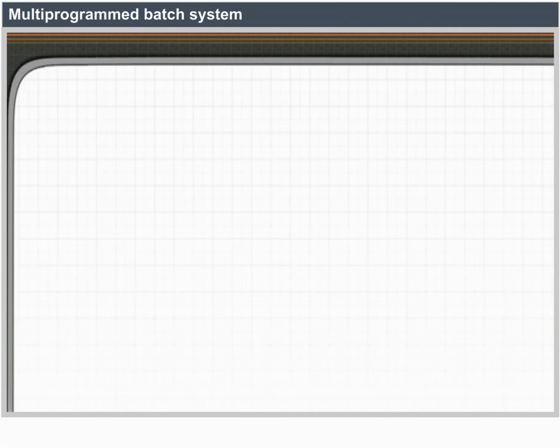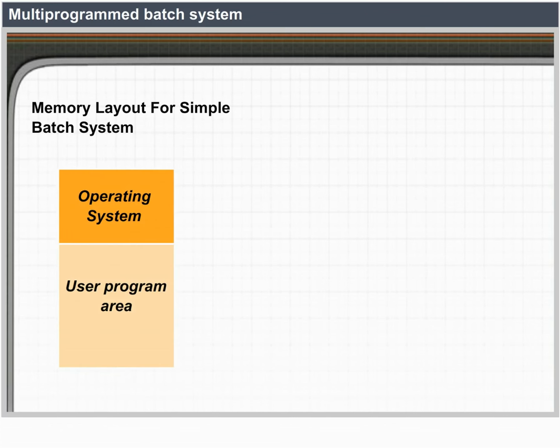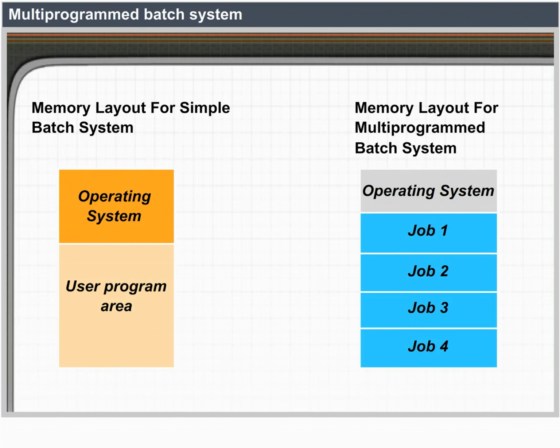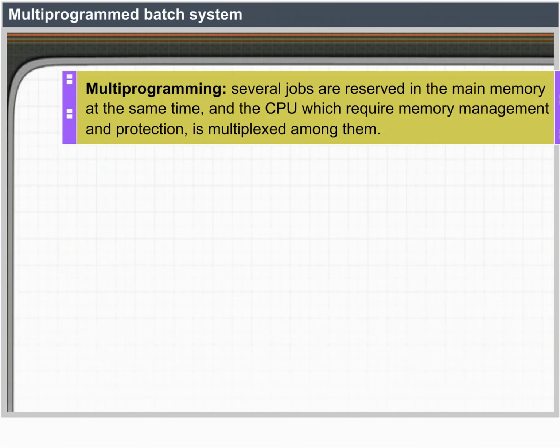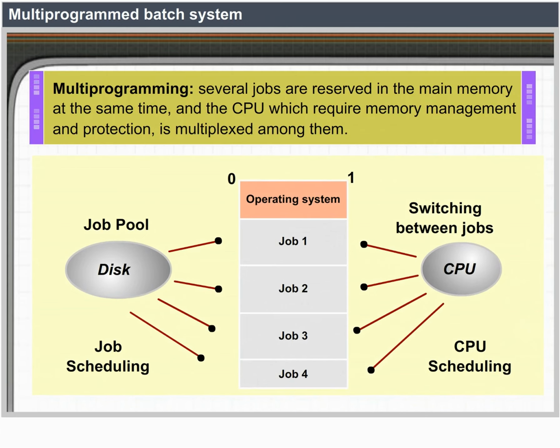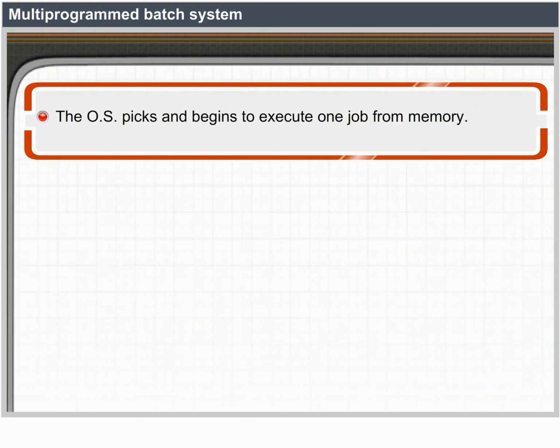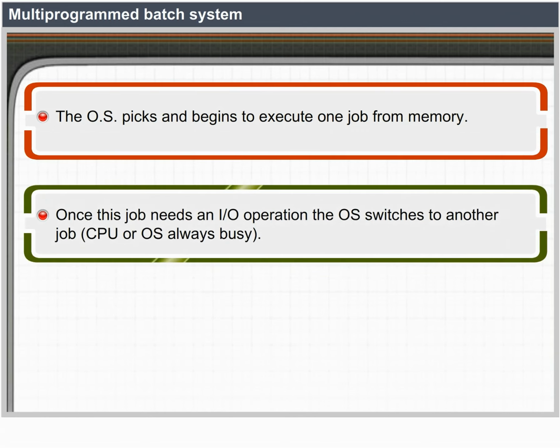Multi-programmed batched system. Memory layout for simple batch system. Memory layout for multi-programmed batch system. Multi-programming: several jobs are kept in main memory at the same time, and the CPU is multiplexed among them, which requires memory management and protection. The OS picks and begins to execute one job from memory. Once this job needs an I/O operation, the OS switches to another job, so the CPU is always busy.